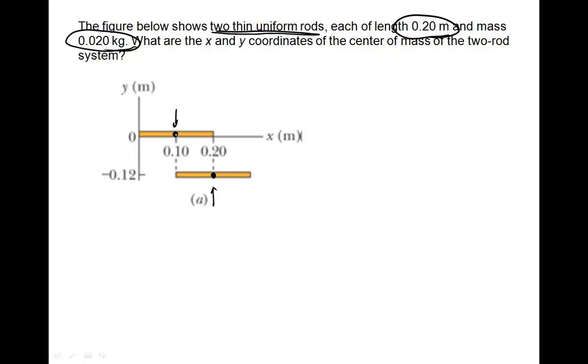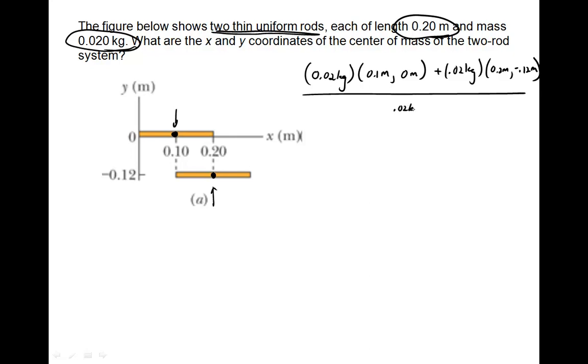So the center of mass of the top rod is at 0.1 meters in the x and 0 meters in the y. And it's got a mass of 0.02 kilograms. So 0.02 kilograms times 0.1 meters in the i and 0 meters in the j. Then I add to that 0.02 kilograms again, because they both have the same mass. The center of mass of this one is at 0.2 meters in the i, minus 0.12 meters in the j. And of course the total mass is 0.02 kilograms plus 0.02 kilograms.